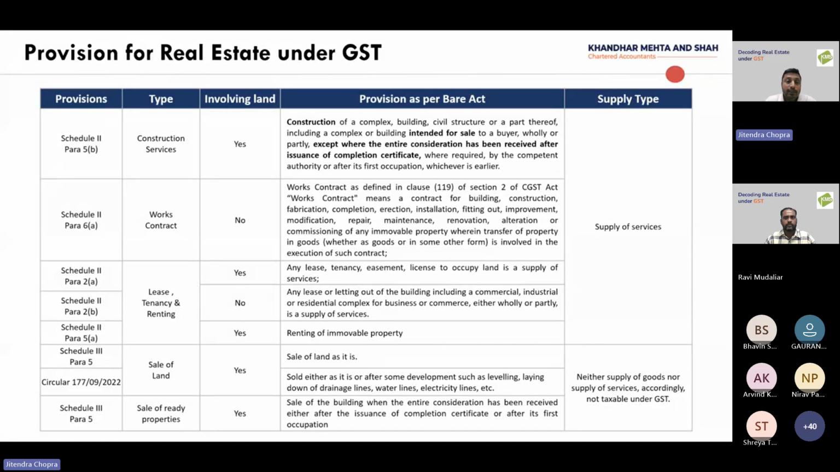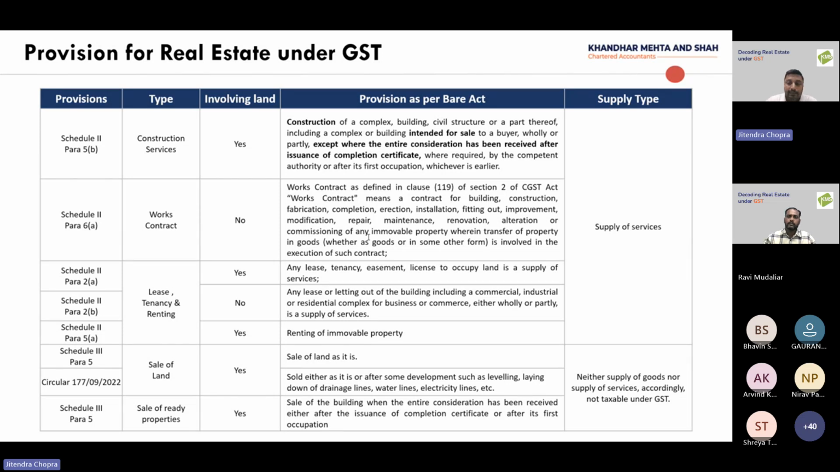It says sale of land is neither supply of goods nor supply of service. Sale of a completed building after the completion certificate is also outside GST. So practically speaking, the timing of receipt from the customer becomes critical. One simple sentence we can use practically: before CC is taxable, after CC non-taxable. Now another important concept is works contract. The works contract in GST is restricted only to immovable property. This becomes very important in redevelopment projects and construction contracts.